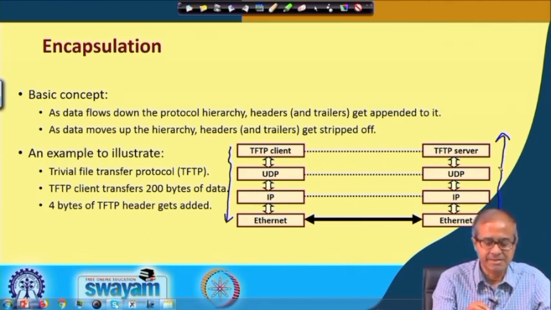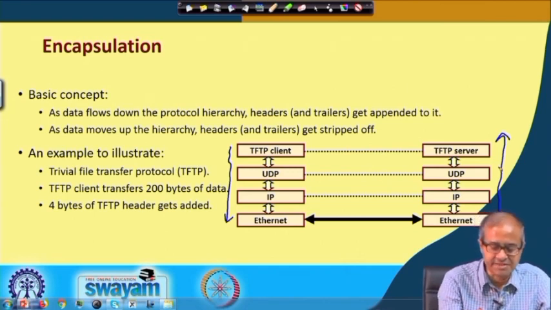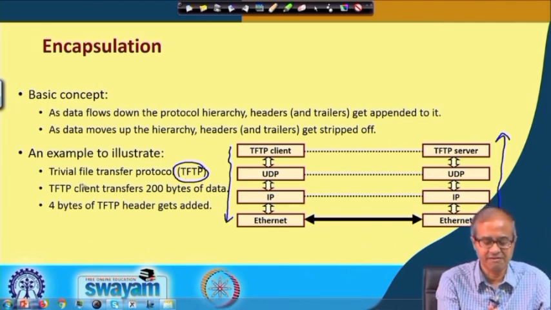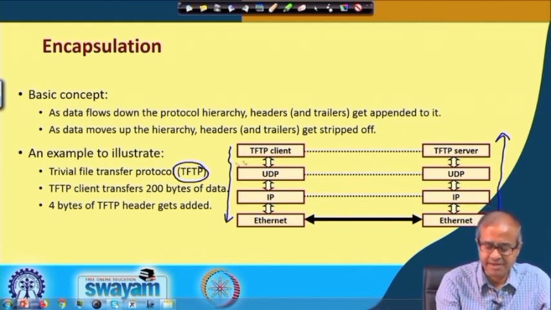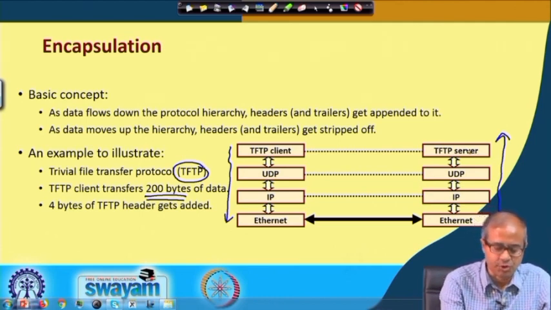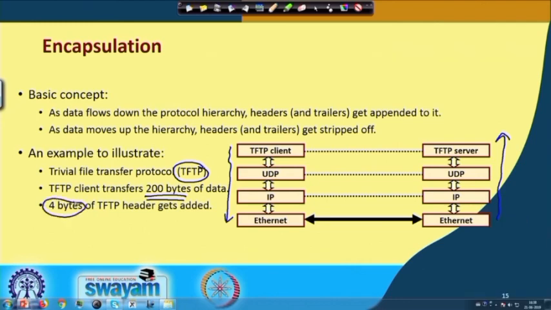Okay. So, here I will take an example of a very simple application, TFTP. TFTP is a file transfer application, it stands for Trivial File Transfer Protocol. As an example, I am assuming that there is a TFTP client, a program which is trying to send 200 bytes of data to a TFTP server. Now, for the TFTP protocol, the header is 4 bytes, that is defined. So, with this assumption, let us see.